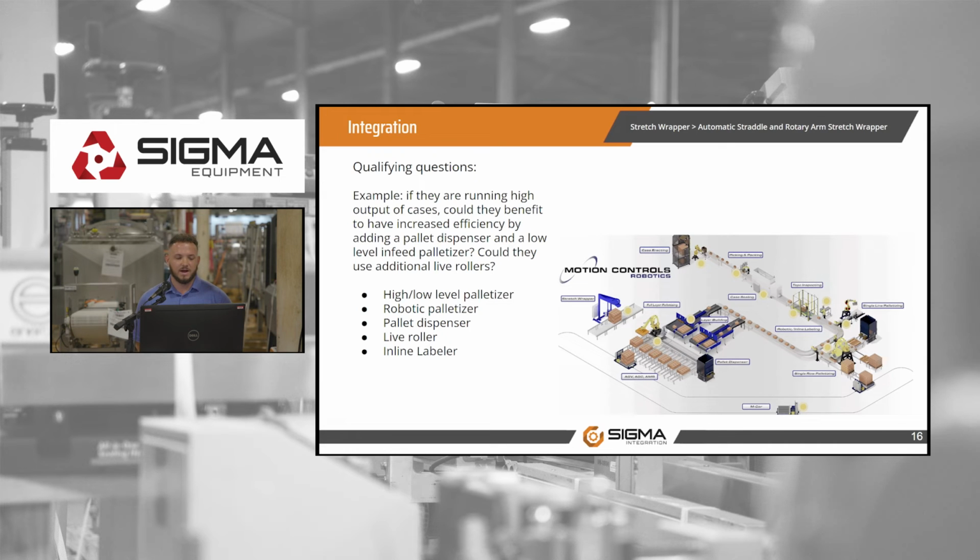If they are running that high output of cases, could they benefit and have increased efficiency by adding a pallet dispenser or a low-level in-feed palletizer? Could they use more live rollers? These are other pieces that you could typically see behind a stretch wrapper.